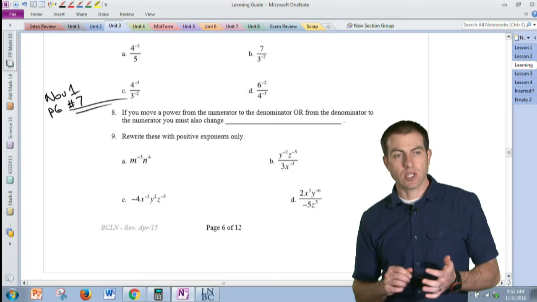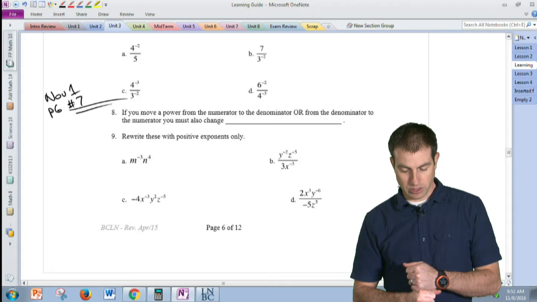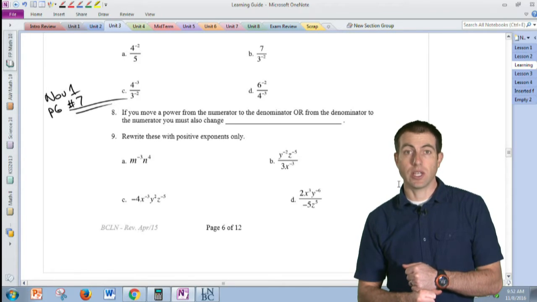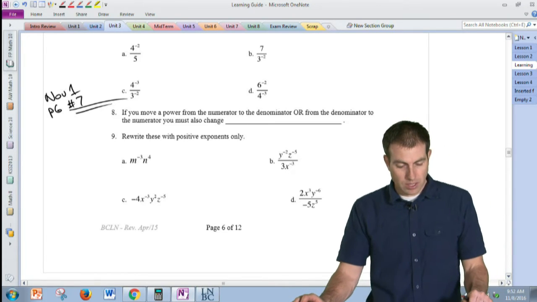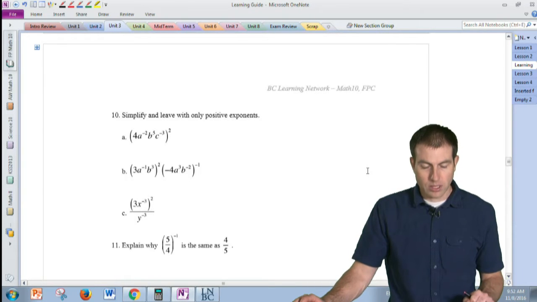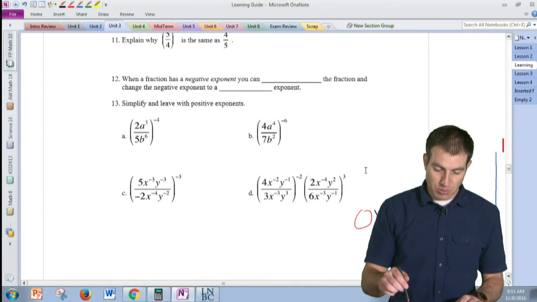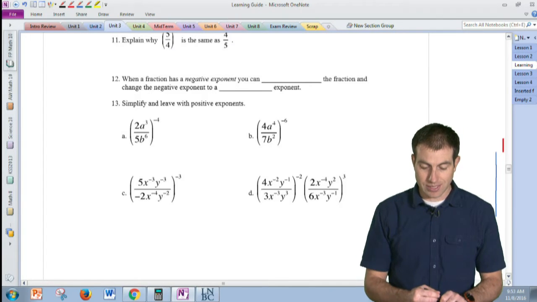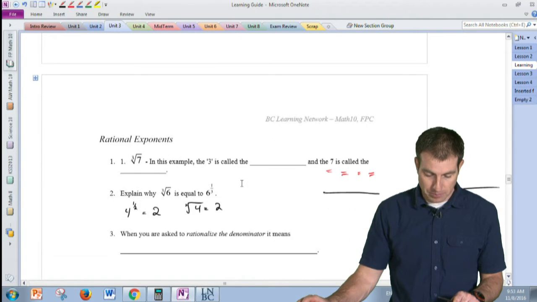Now, you'll see the learning guide starts pretty straightforward, and then it gets trickier and trickier. These first few questions just ask you to get rid of negative exponents. This is the bottom of page 6 of your learning guide, number 8, 9. Simplify, so leave with only positive exponents. Finding the reciprocal, negative exponents. And then number 13 looks like the questions we just did with these really complex things with lots of x and y's, but you need to just plug away at them.